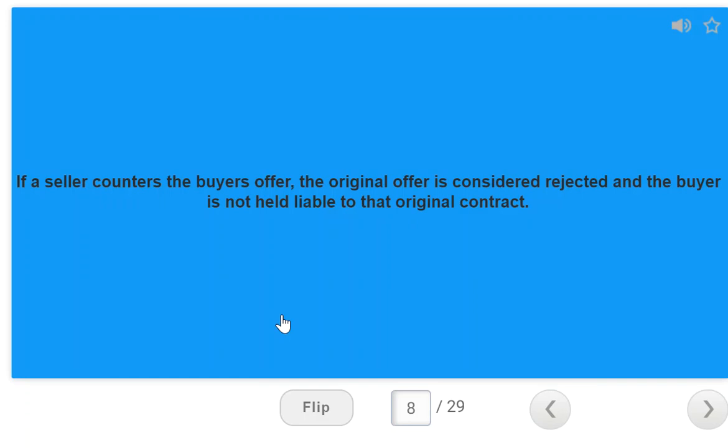The seller cannot go back and say, well, never mind, I'll accept the $490,000. By making a counter offer, that original offer is rejected and the buyer is no longer obligated to that contract. So that's why it's important that real estate agents give good negotiating advice. If you have a house that's hot on the market, you have to be careful with those counter offers, because if you do give a counter offer, the original offer you had is off the table. The buyer is no longer liable to that contract.